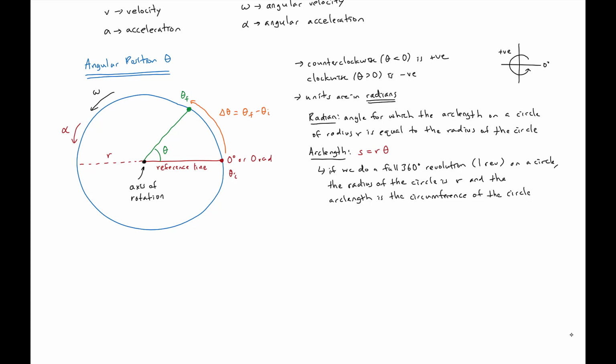So if we do a full 360-degree rotation, that means that the object has moved a total distance or a total arc length of 2 pi r. So the circumference is equal to 2 pi r. So that means one revolution is equal to 360 degrees, which is equal to 2 pi radians.